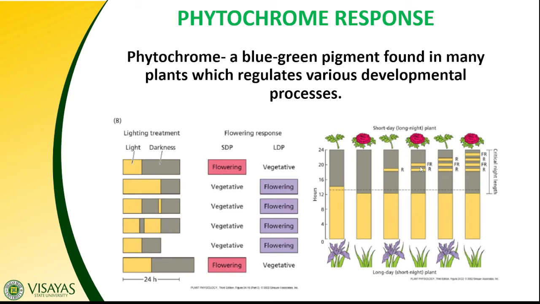But this FR or far red light exposure is inhibitory to the flowering of long-day plants. In the third column, we have the interruptions red light, far red light, and red light, which causes flowering of the long-day plants and non-flowering of the short-day plants. So just like in the third, the red light favors the production of phytochrome.